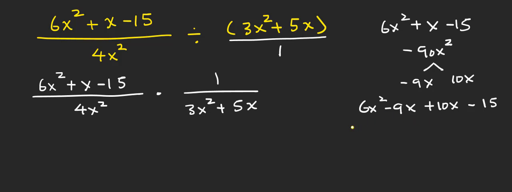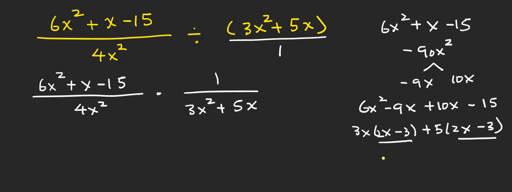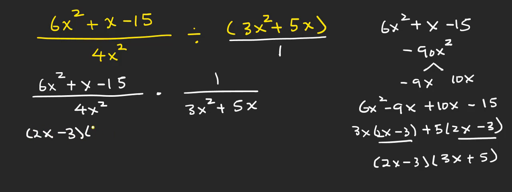So you could factor out 3x. You're left with 2x minus 3. And you factor out positive 5. I'm sorry, I forgot the 2 here. You get 2x minus 3. So we have a common factor, 2x minus 3, 2x minus 3. So take out 2x minus 3, and you end up with 3x plus 5. So the factor of this trinomial is 2x minus 3 times 3x plus 5.